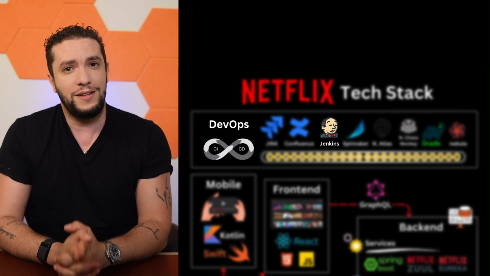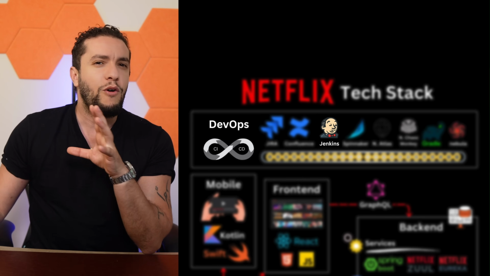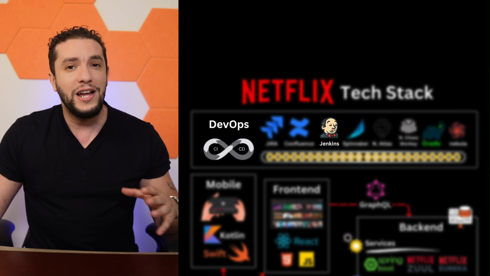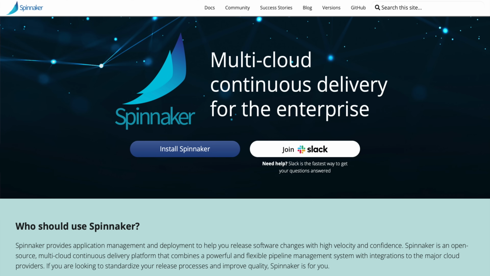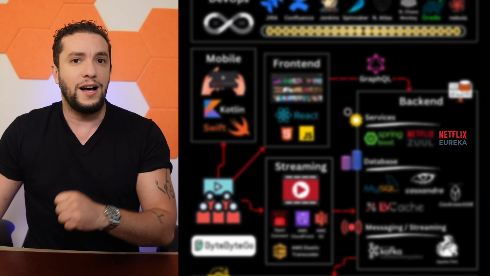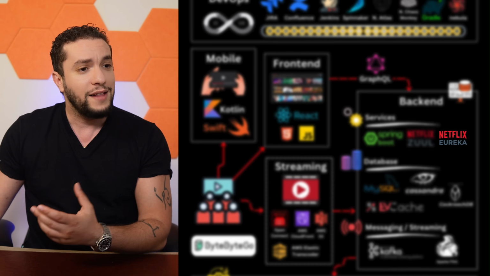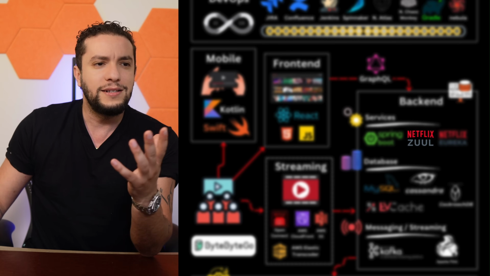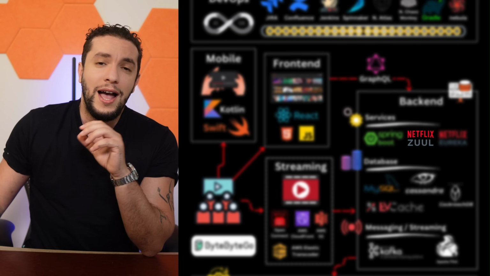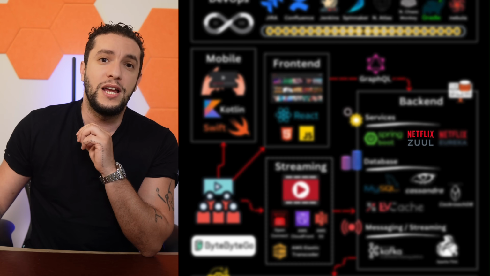What's interesting, though, is that Netflix has built their own tools to manage their infrastructure, right? They have got Spinnaker for continuous delivery. They've got Eureka as a service discovery and load balancing. They've got Netflix Zuul for routing, monitoring, basically acting as an API gateway. And they have open sourced these tools, which is pretty awesome.